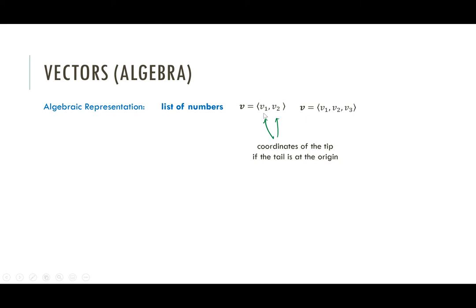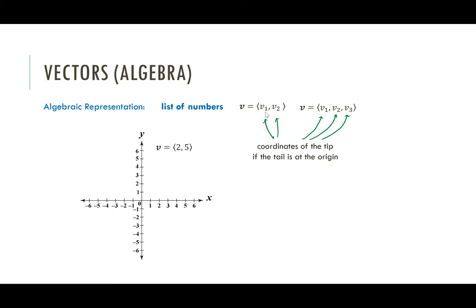So in this case, these numbers v1 and v2 are the coordinates of the tip of the vector if the tail is at the origin. So that's how we represent a vector with numbers. This vector, maybe it's living somewhere far out in space, but when we represent it as a list of numbers, we represent it by the coordinates the tip would have if the tail were at the origin. Same with this guy over here.